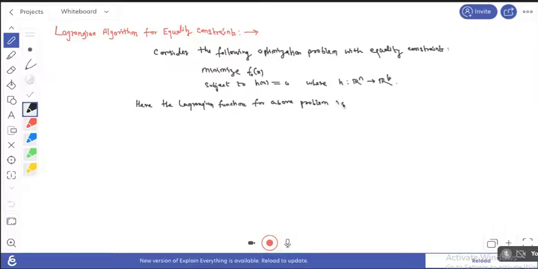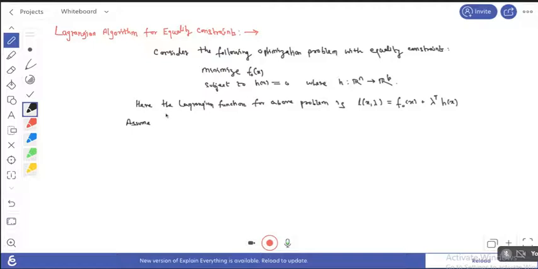You know what the Lagrangian function is, and that Lagrangian function is denoted by small l, that is l(x, lambda), and you know that this equals the objective function plus the Lagrangian multiplier, that is lambda transpose h(x). Okay, so this is your Lagrangian function, and here we assume that our objective function and all equality functions are second order continuous functions.